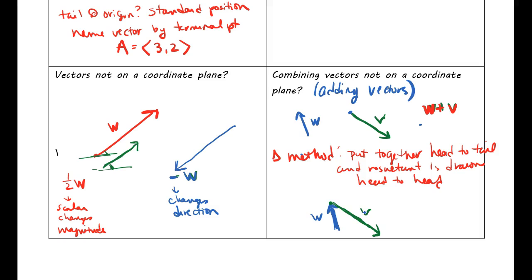And now I draw a resultant vector. I'm going to draw that in red. The resultant vector is drawn head to head. So here's the head and here's the tail. I just connect the triangle. And that red vector right there, that is the answer to W plus V.